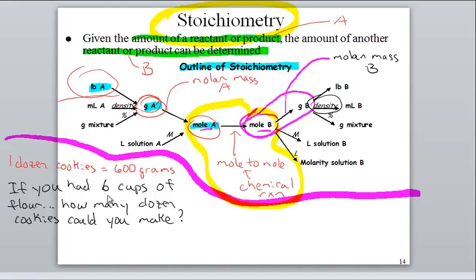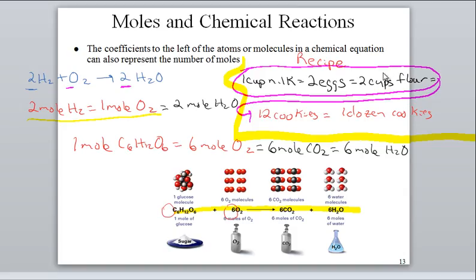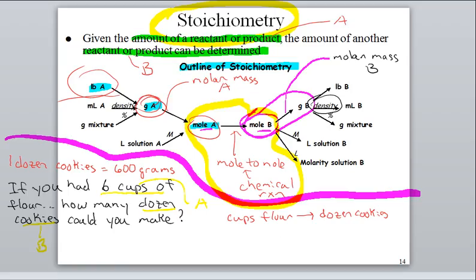The one you're given information about, that's our A. So that's our A. The cups is our A. Dozen cookies, that's our B. So in our chemical reaction, the flour, that's our A, and dozen cookies is our B. So I'm going to be a little anal, and I'm going to put in what units I'm starting with, what units I'm going to. So 6 cups of flour, that's how much I'm starting with.